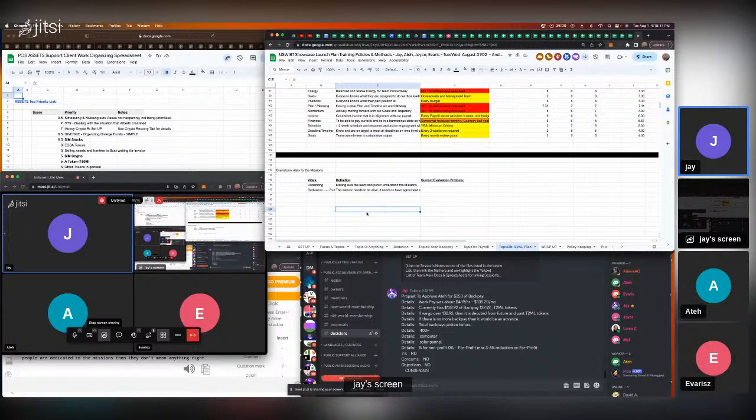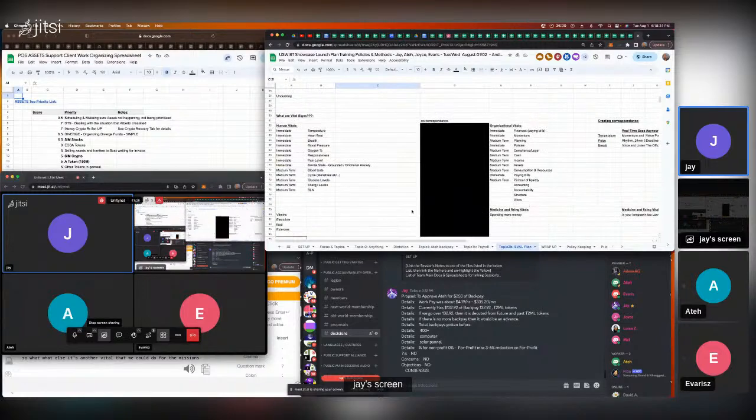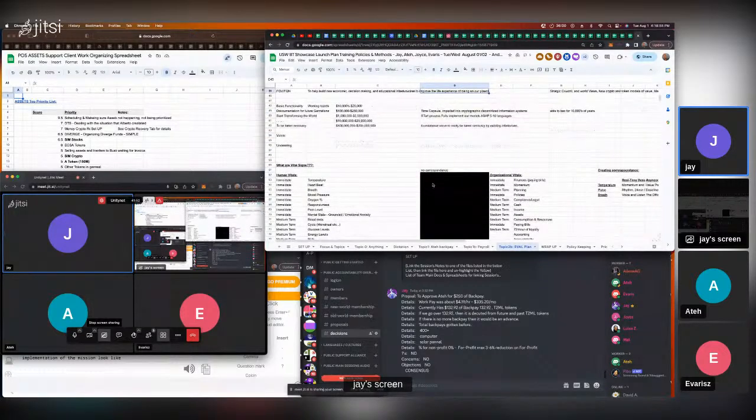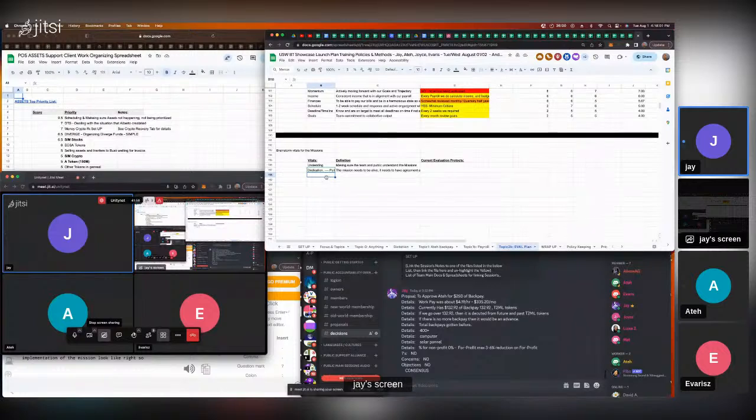So what else is another vital that we could do for the missions? When we go up to these missions here, there's a couple things we did. One, we have the missions written themselves. Then we had the meaning, like the outcomes or implementation, what the implementation of the mission looks like. So basically some type of implementation, plan, or goals, some understanding of how the mission is being implemented and applied.